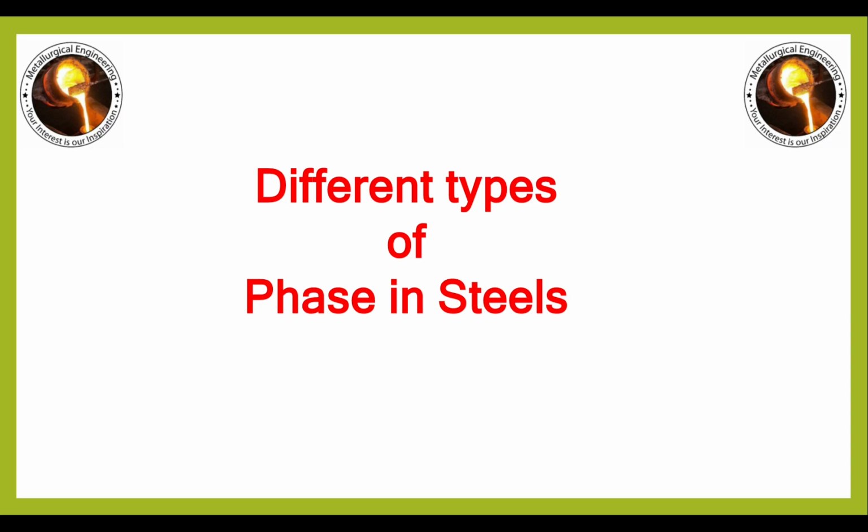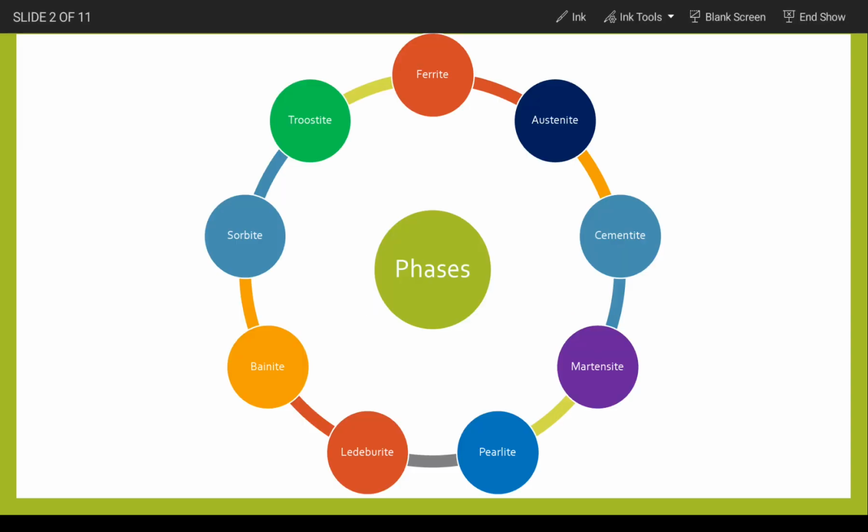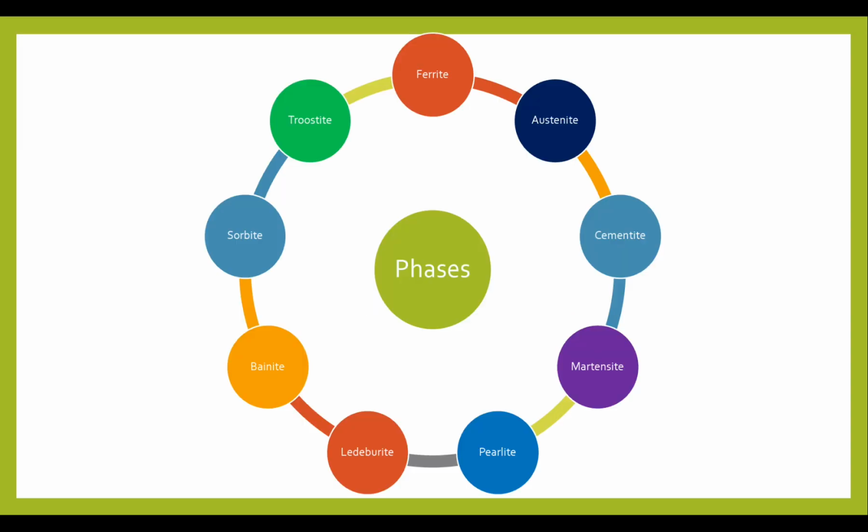Today we will discuss the different types of phases in steels. In this video we will see a few phases available in steels. We will also discuss a few phases which are available in the iron carbon diagram and a few phases which are available in the CCT diagram.